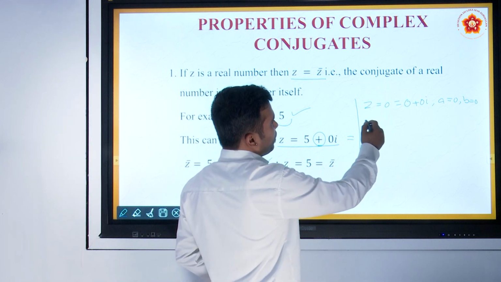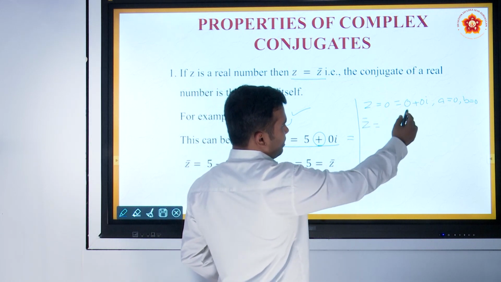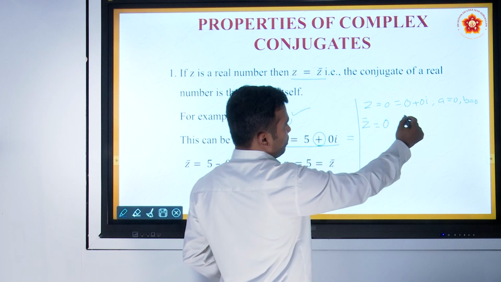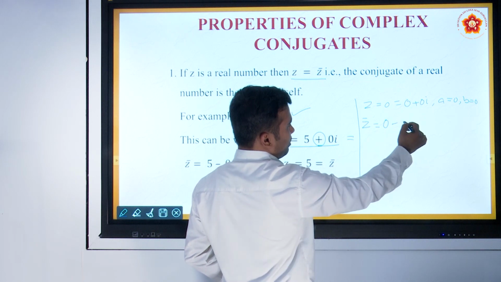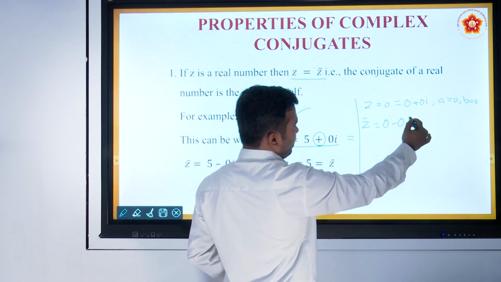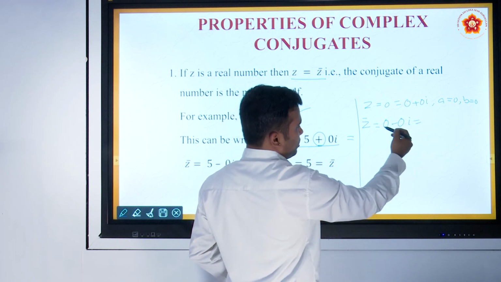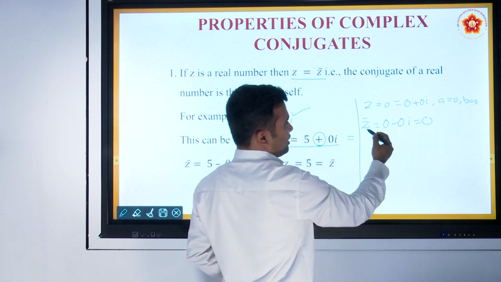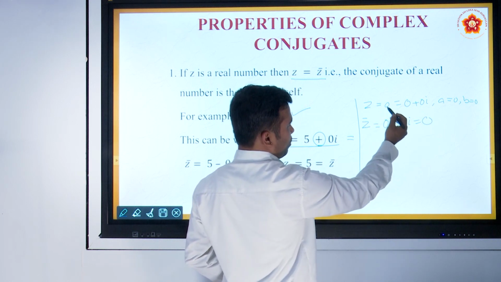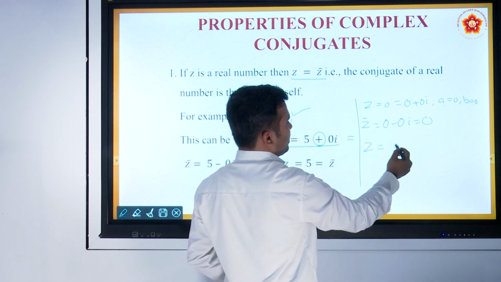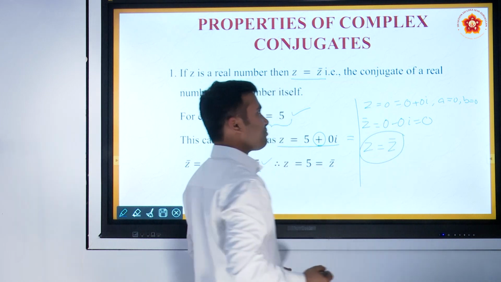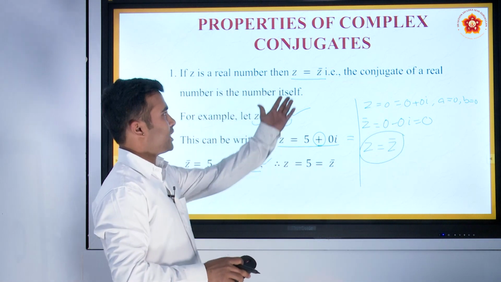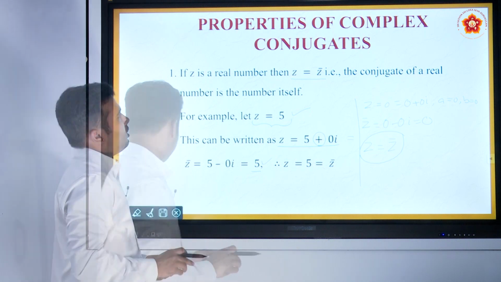So then we can write z bar as, now 0, and this plus changes to minus 0i. And what is this? 0 and 0 into i is 0, so everything is 0. Therefore z bar is equal to 0 and z is equal to 0, then we can say that z is equal to z bar. Okay, hence this statement is proved.